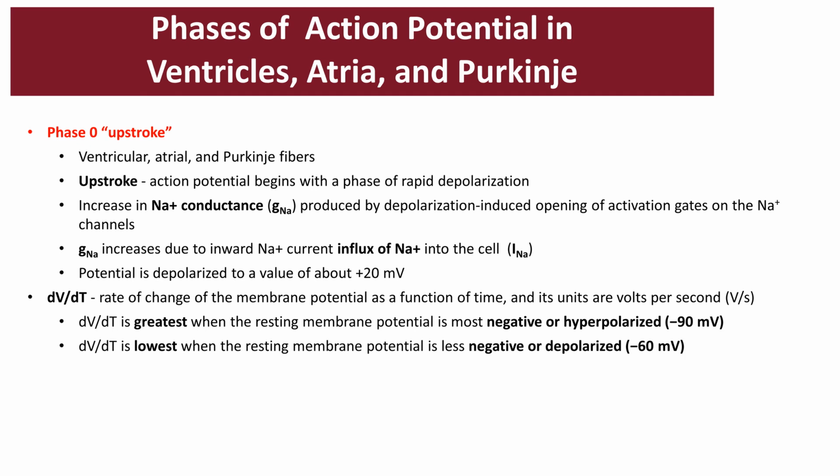dV over dt is greatest when the resting membrane potential is the most negative or hyperpolarized, because you have a number of channels that could potentially open up. dV over dt is lowest when the resting membrane potential is less negative or slightly more positive. So at roughly negative 60 millivolts, there's a low dV over dt, and then when you have a negative 90 millivolts, it has the greatest dV over dt.